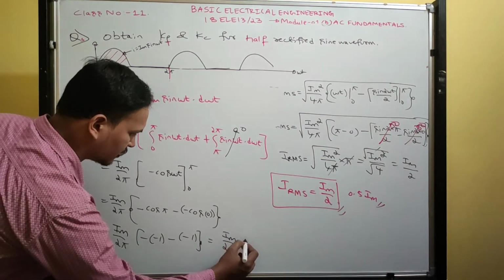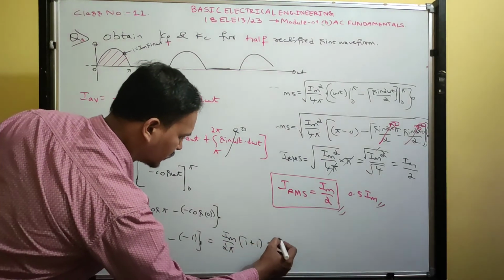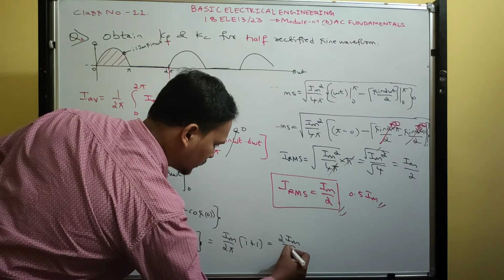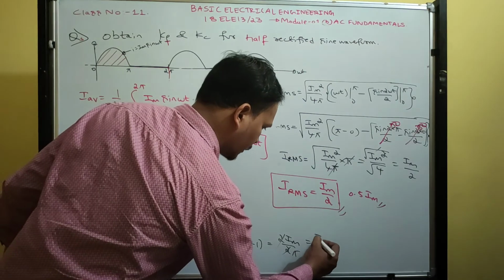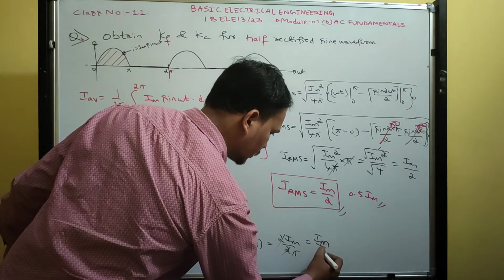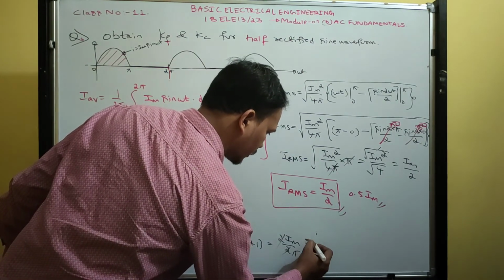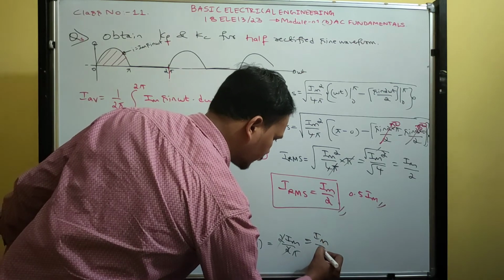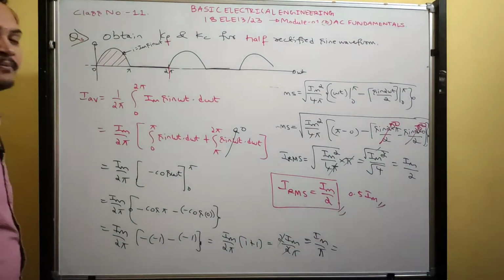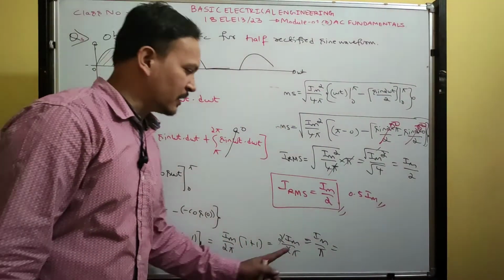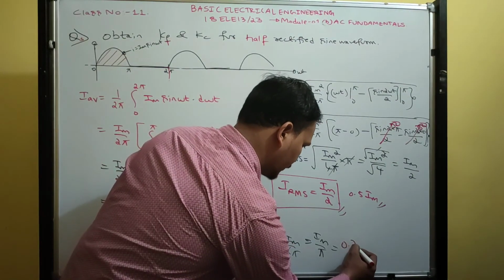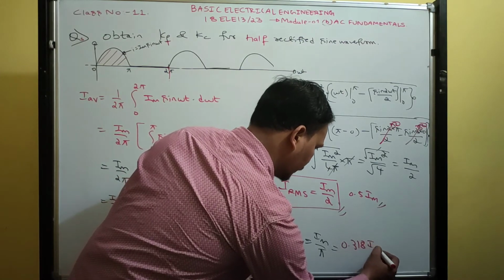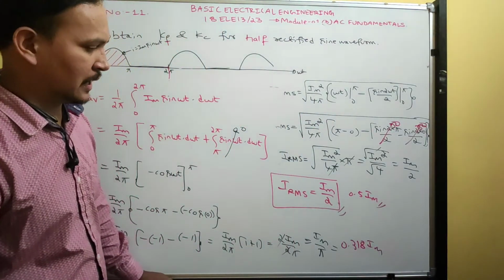Im by 2 pi, you will get 1 plus 1. What is the final answer? 2Im by 2 pi, the 2 is gone. What is left? Im by pi. So do it in the calculator. 1 by pi, how much will you get? 1 by pi we get 0.318. 0.318 is a numerical value.